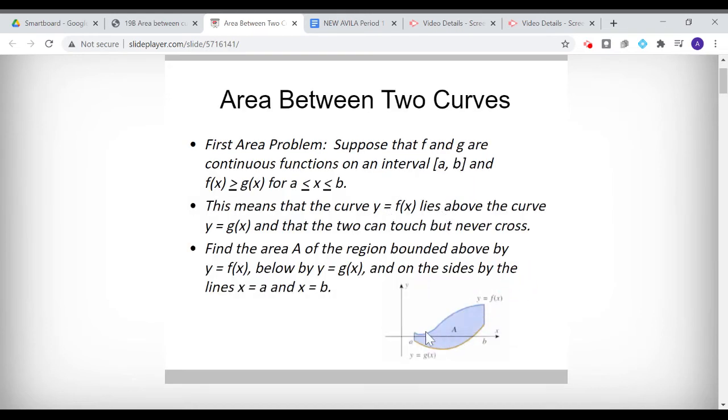Okay, now what if I want to find the area between two curves? So suppose f and g are continuous functions on an interval ab, and f of x is greater than g of x for all x's between a and b. So in this case, the blue function f of x is higher than the brown function g of x for all of the values that we care about between a and b. This means that f of x lies above the curve g of x, and the two never touch or cross, and I want to find this area.